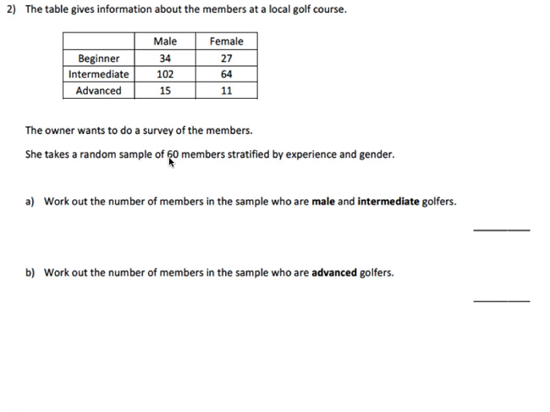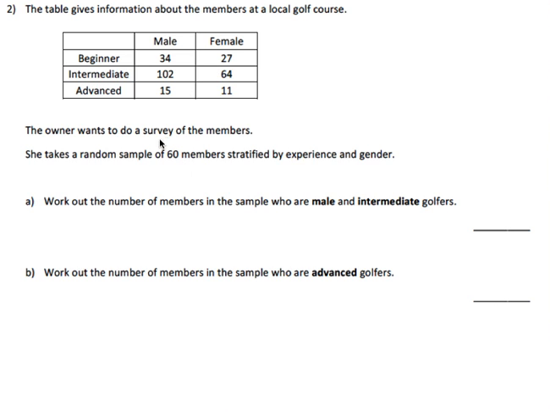She's taking a sample of only 60 of the members, so not doing a survey of the full population, and population is the word used in statistics to mean the whole lot, basically. She's only taking a sample of 60, and she wants it stratified by experience and gender. Now, all that means is that she wants the same proportions of male intermediates, and male beginners, and female beginners, etc. She wants the same proportions of those people in the sample as there are in the population.